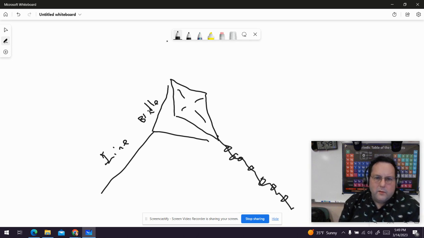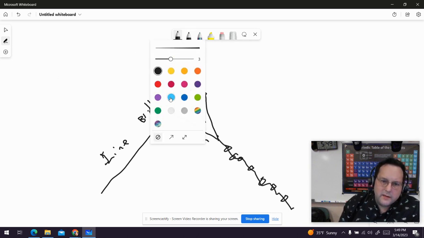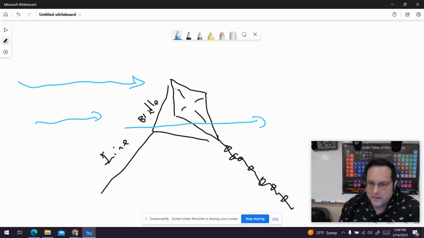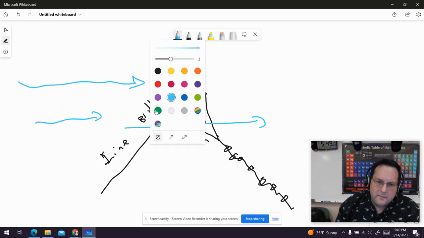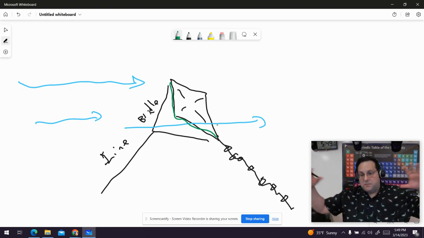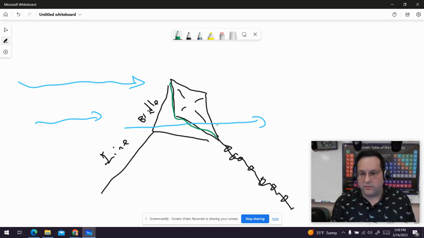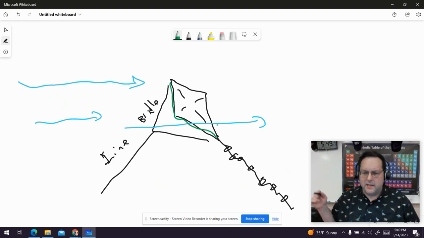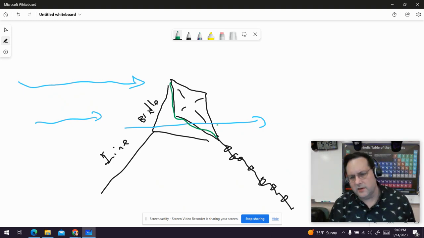So, as the wind is blowing, I'll continue to use the same color here for wind. As the wind is blowing by the kite, the kite itself is creating drag. The drag will be from the kite spread out, pushing through the wind. It's making it harder for the wind to go where it's going, which means it's making it harder for the kite to go where it's going. So it's creating a friction of sorts with the wind.